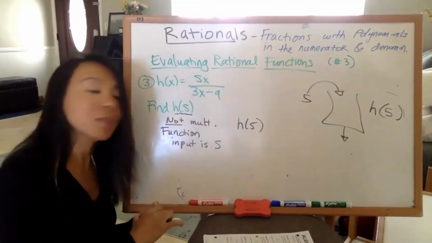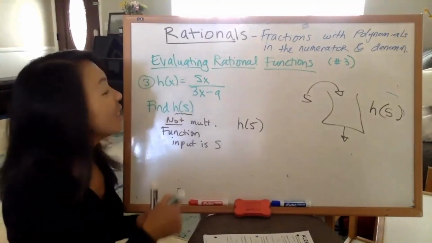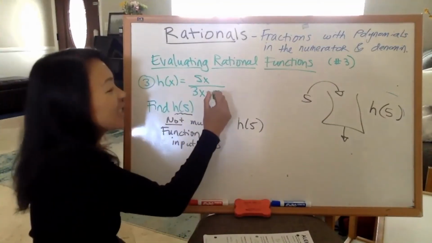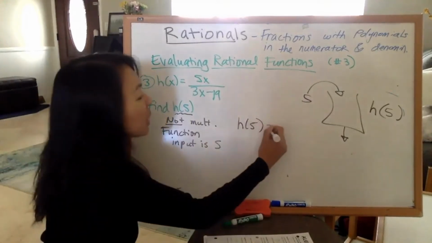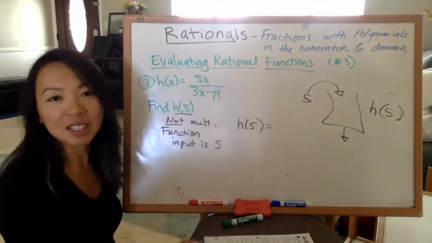Okay, so I realized I just made a mistake. Sorry, I'm human. So it's actually 3x minus 19 based on your worksheet. So based on the worksheet, go ahead and plug in the 5 in here and see what you get.